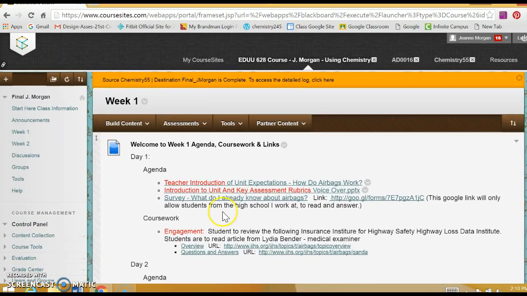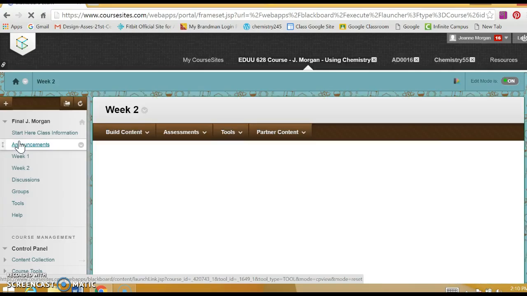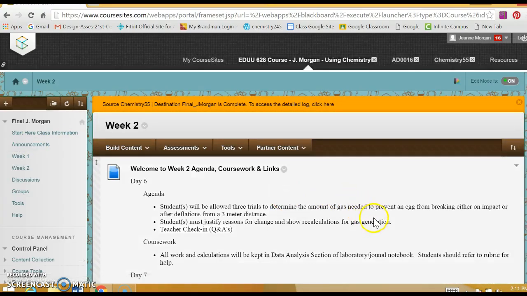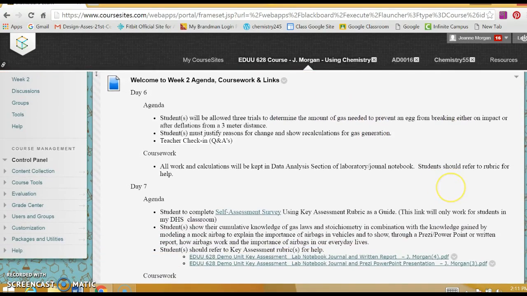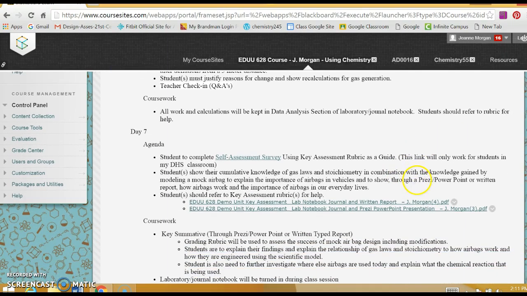The second week is where they're going to be finishing up. They get 3 trials at dropping this egg into an airbag. Okay, 3 trials. All right, see how they do. All right, all their calculations, all their stuff should be there.